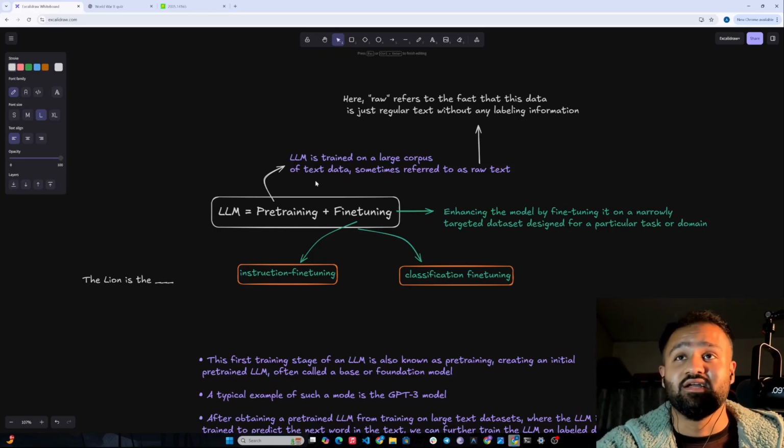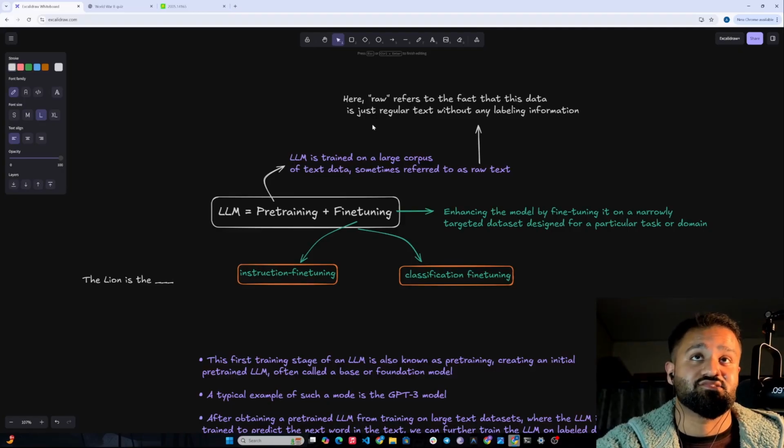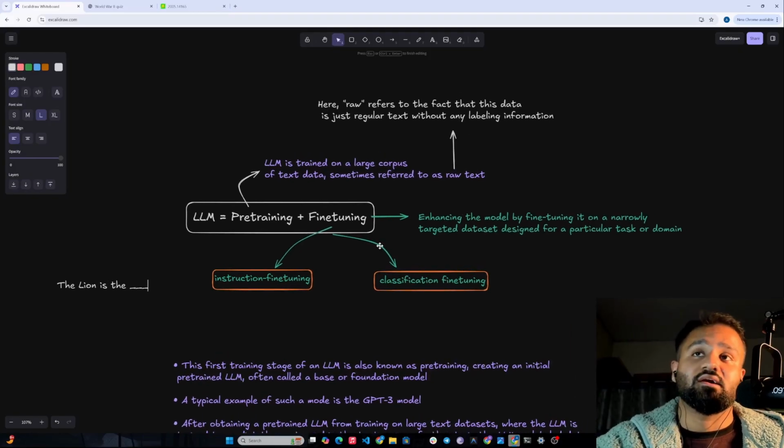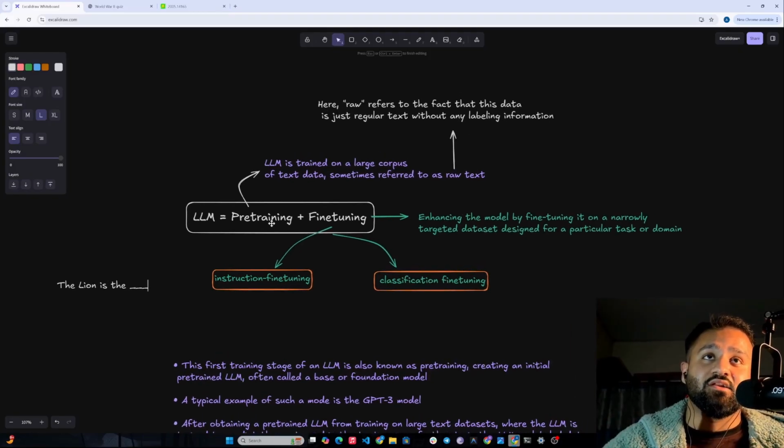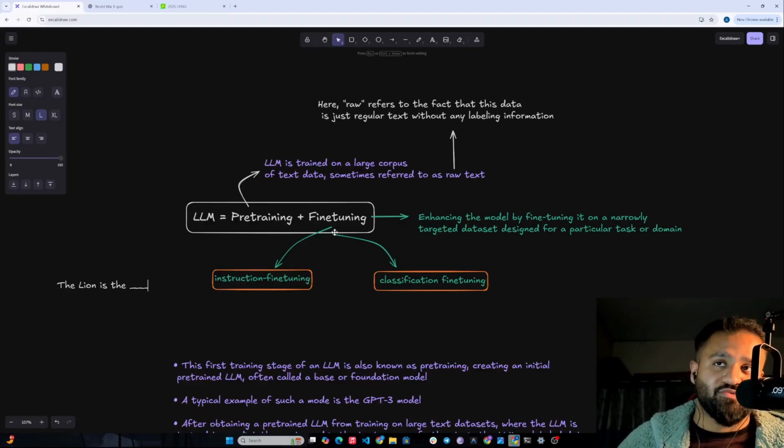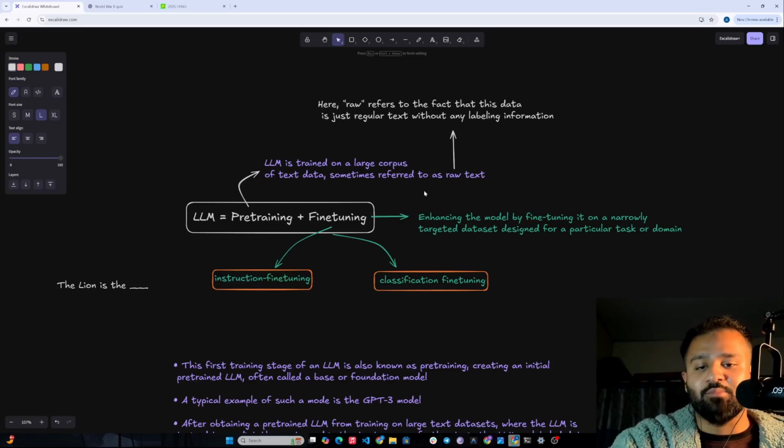An LLM is trained on a large corpus of text data, sometimes referred to as raw data, raw text. Here, raw refers to the fact that this data is just regular text without any labeling information. So pre-training is done without labeling information, and fine tuning is done with labeling information, right? So now comes a very important question.